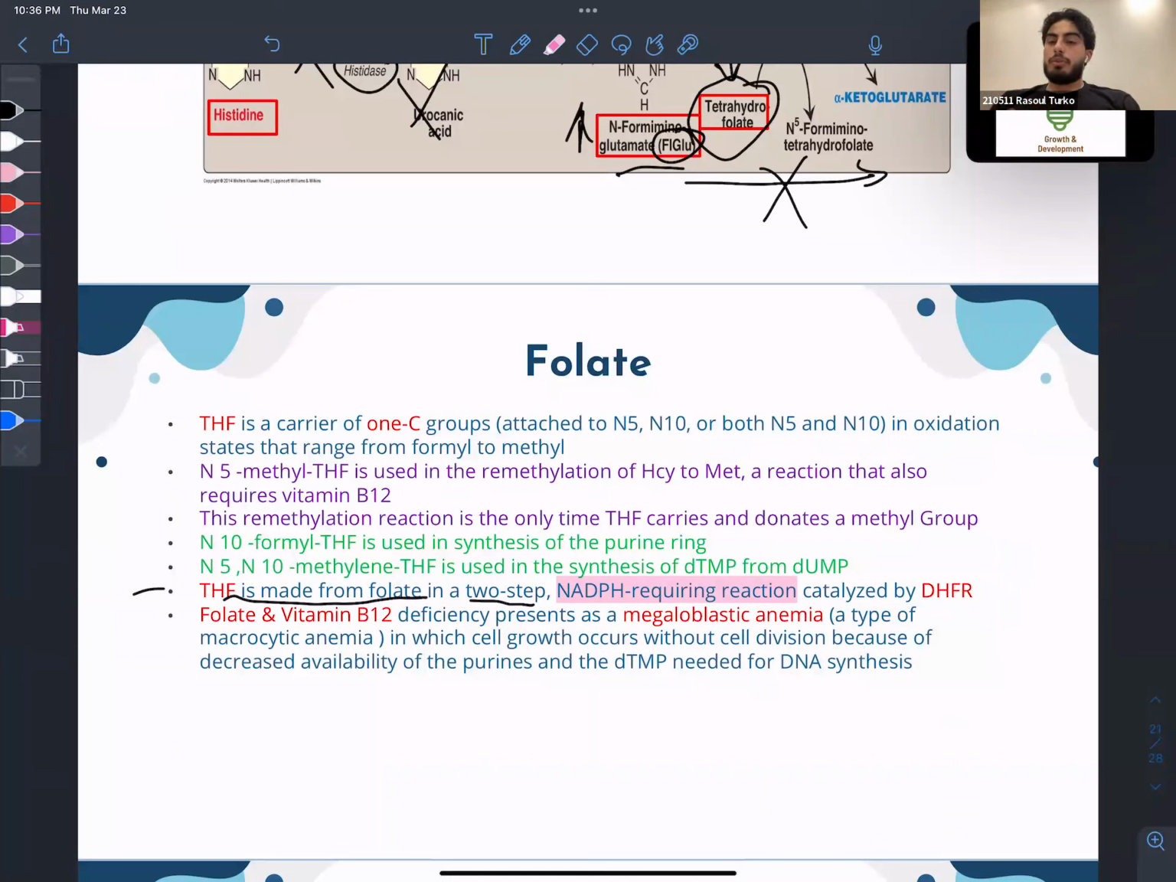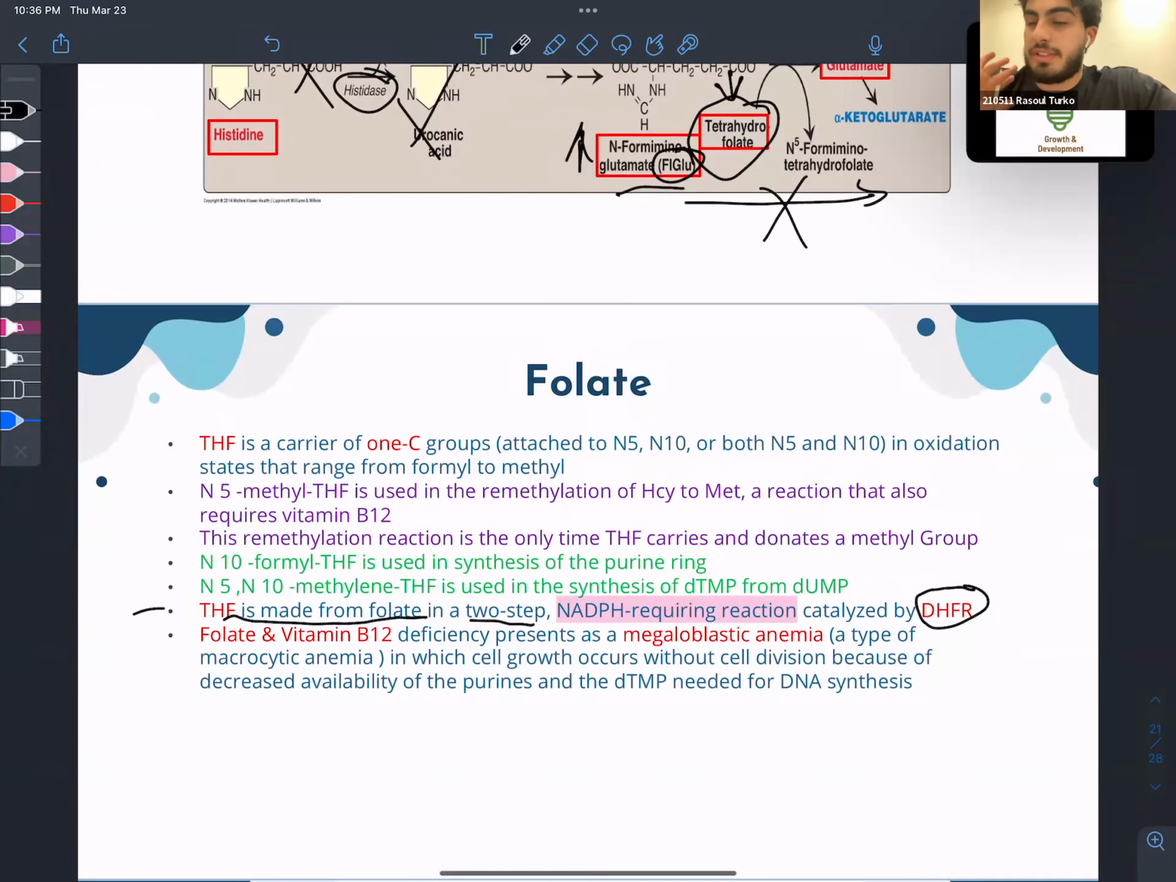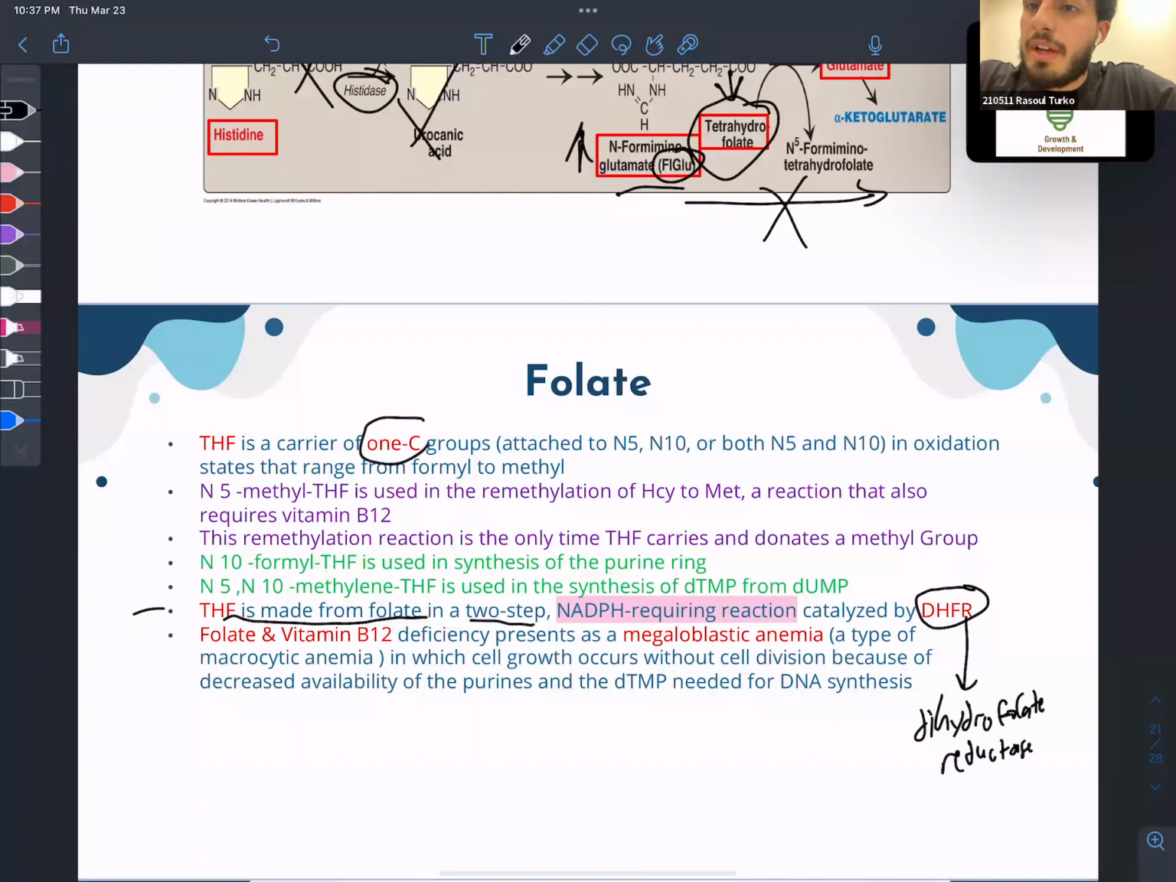Okay, so we get THF by two steps that have NADPH, and that is catalyzed by an enzyme called dihydrofolate reductase. Okay, so I'm gonna write it here because I think it's kind of significant. Dihydrofolate reductase. Okay, so that's how we get to THF. Now this THF is a carrier of a carbon. Okay, and that carbon group can be attached to N5, N10, or N5, N10.